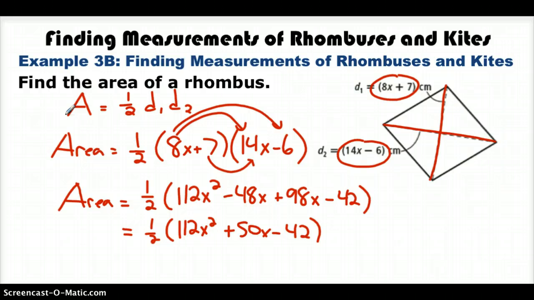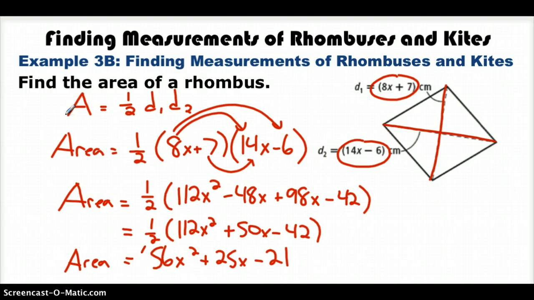Now when we distribute this 1/2 throughout the entire expression, 112 divided by 2 gives us 56, so I now have 56x squared. Half of 50x is 25x, so plus 25x, and half of 42 is 21. So our area in this case is all of this trinomial, and it's going to be in square centimeters. That's our final answer.